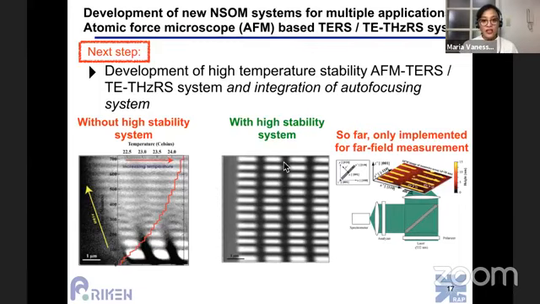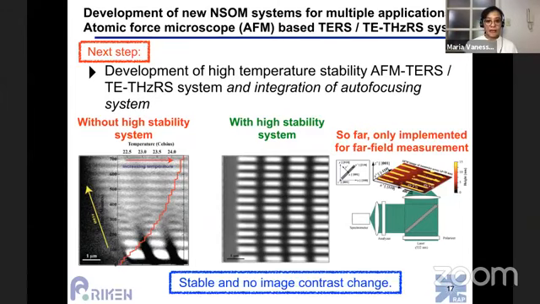But with the high stability system, you can clearly see these strained silicon nanowires, which are nicely spaced from each other. But so far, the system is only working for what we call a conventional microscope, which is just far field measurements, wherein there is no tip involved. So we want to integrate these two systems together as a next step.